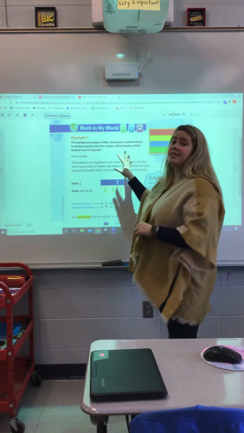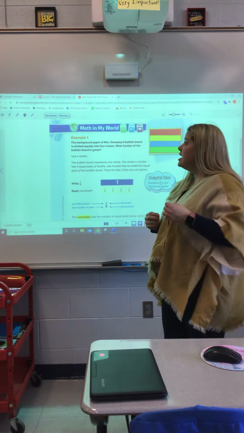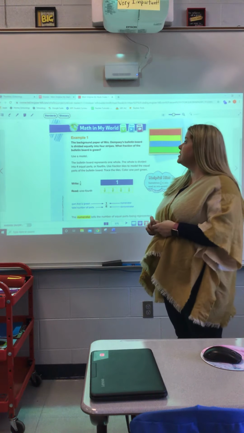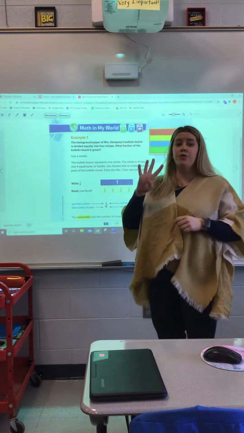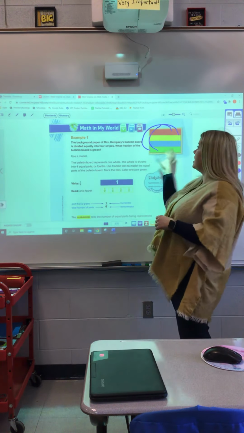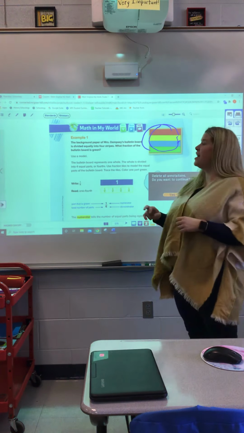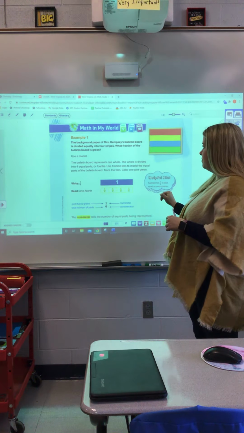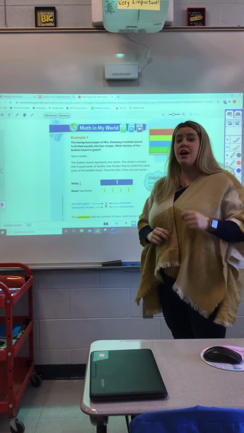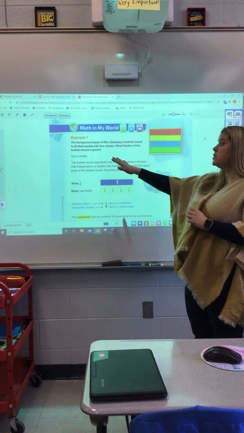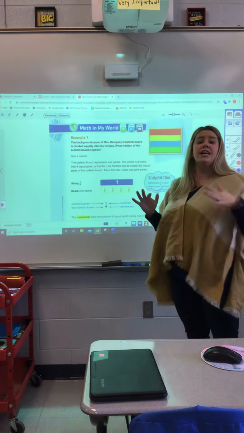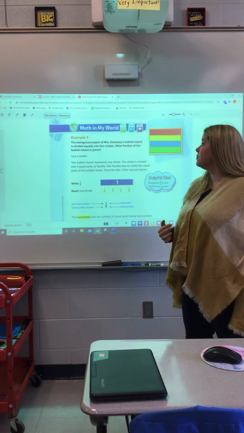So let's look at example number 1. It says the background paper of Mrs. Dempsey's bulletin board is divided equally into 4 stripes. You can see right here is a picture of her bulletin board. What fraction of the bulletin board is green? It says use a model. We've got our model right here. They already drew us a picture.